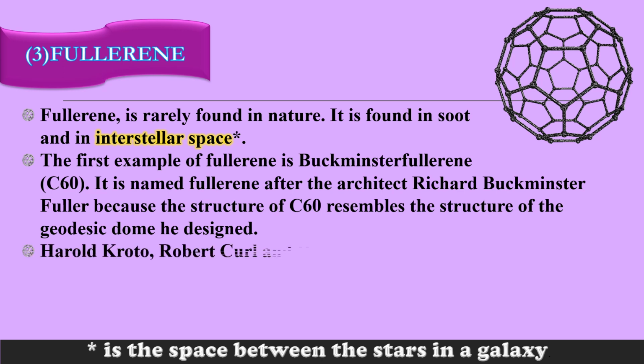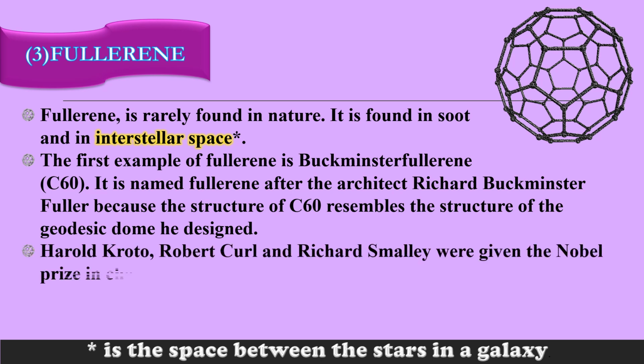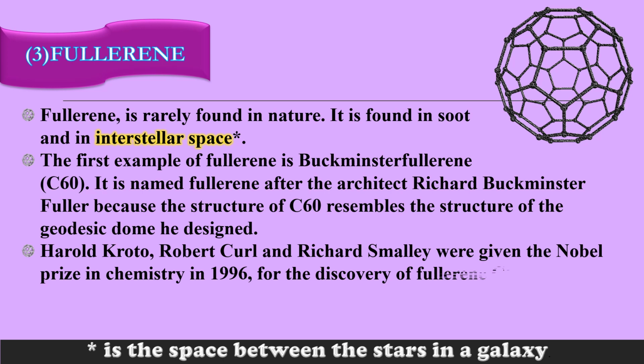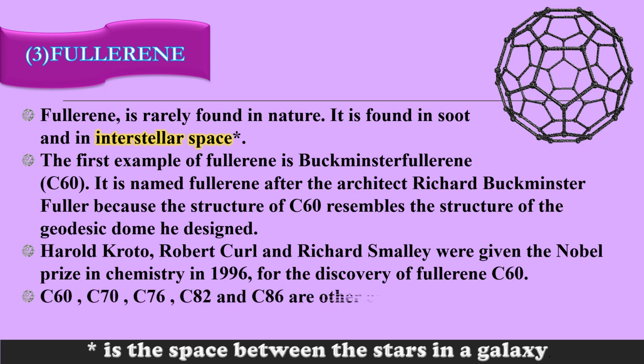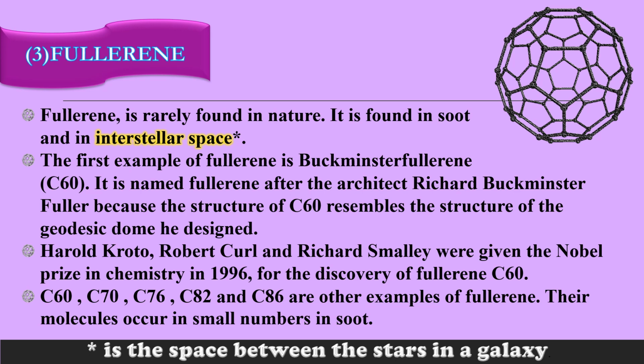Harold Kroto, Robert Curl, and Richard Smalley were given the Nobel Prize in Chemistry in 1996 for the discovery of fullerene, that is the allotrope of carbon called C60. C60, C70, C76, C82, and C86 are other examples of fullerene. Their molecules occur in small numbers in soot.